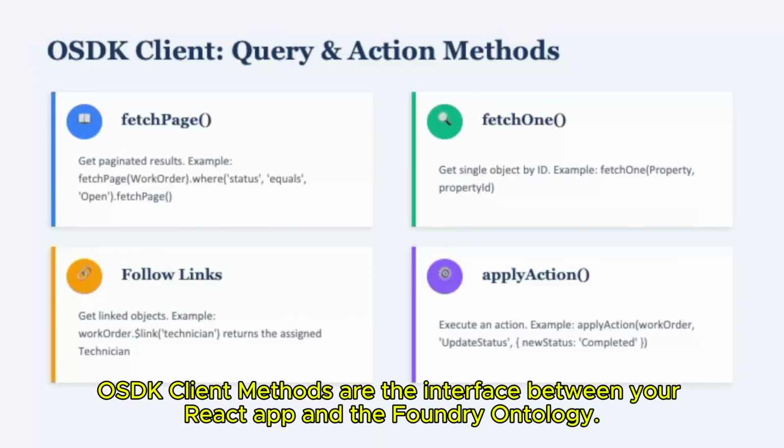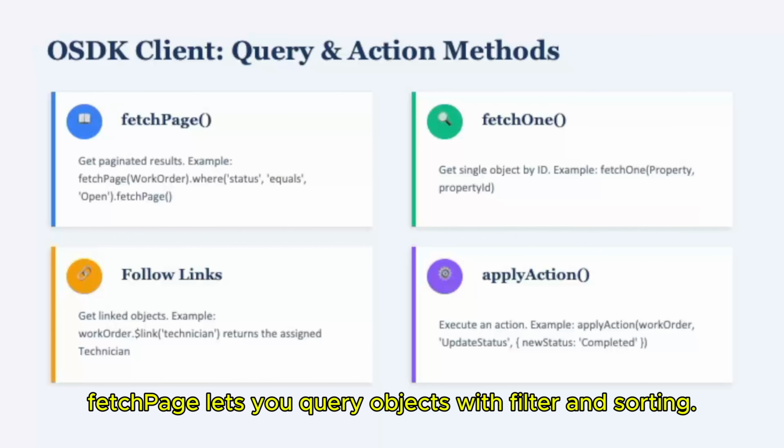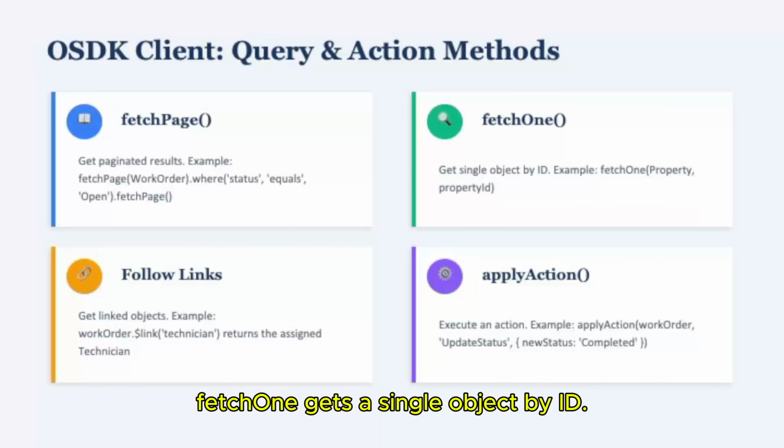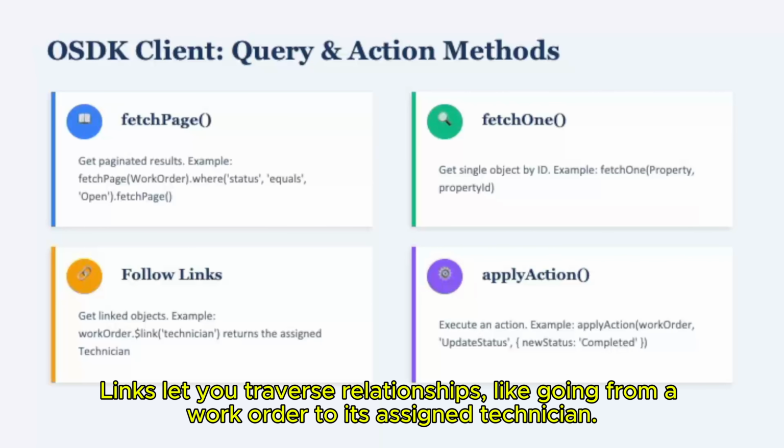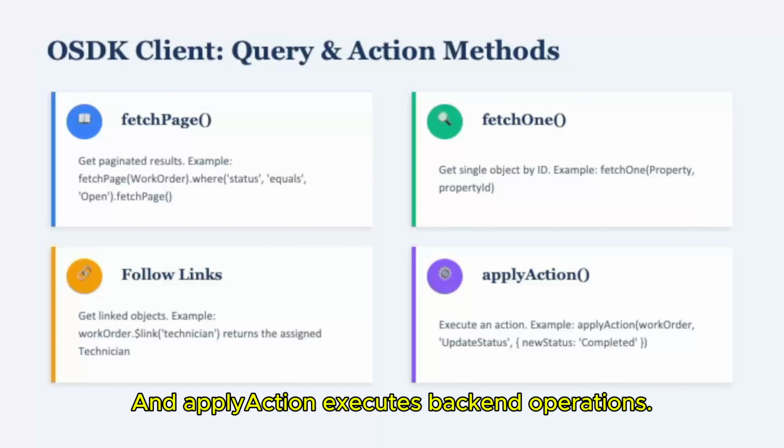OSDK client methods are the interface between your React app and the Foundry ontology. fetchPage lets you query objects with filter and sorting. fetchOne gets a single object by ID. Links let you traverse relationships, like going from a work order to its assigned technician. And applyAction executes backend operations.